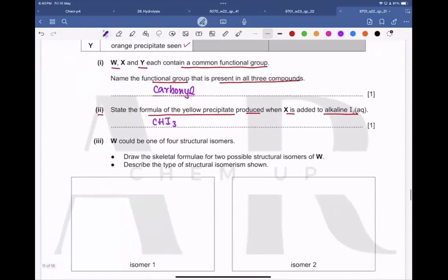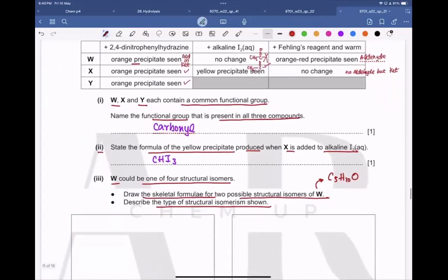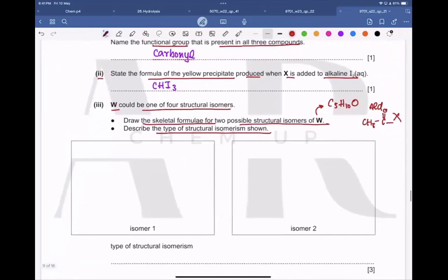Is this clear? Now, W could be one of the four structural isomers. Draw the skeletal formula for two possible structural isomers of W. Describe the type of structural isomerism shown. Okay, if we talk about W, its molecular formula is C5H10O, right? From W, we have identified it's an aldehyde. We have further identified that CH3C=O is not present, right? Now, they are asking you to draw the skeletal formula for the two possible aldehydes with the 5 carbon atoms.